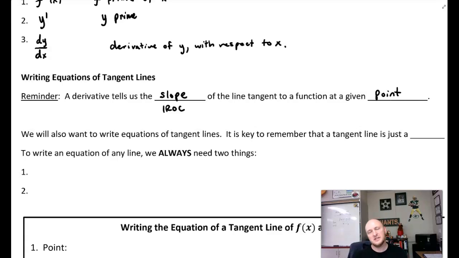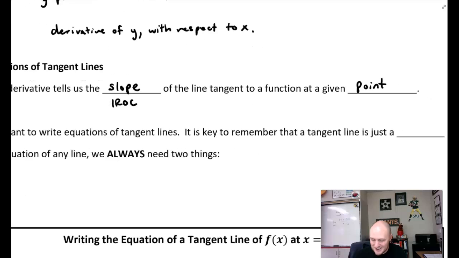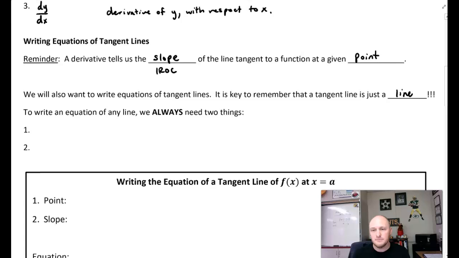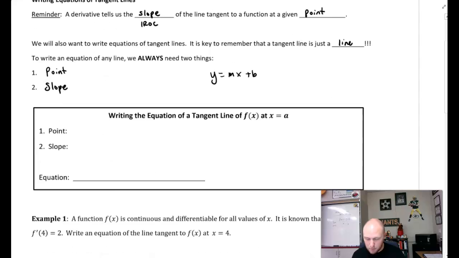Now, the important thing to remember is that a tangent line is just a line. It's just a line. And in order to write a line, you need two things. You need a point. Okay, you also need a slope. Point and slope, you can create a line. Okay, and you should be able to remember that from your days in Math 1. We always talked about y equals mx plus b. Didn't you always plot your b value first when you graphed? And then you went ahead and used the slope? So, same idea.